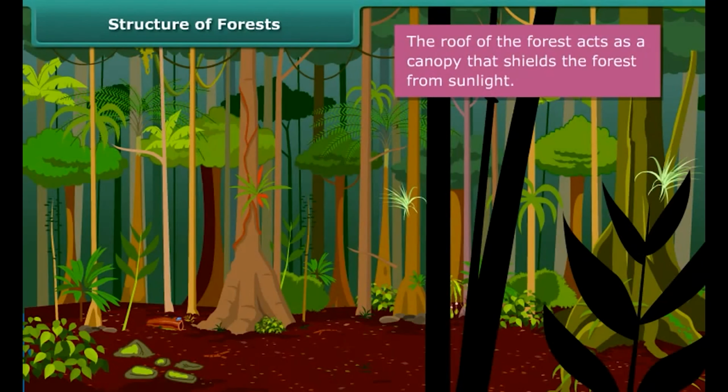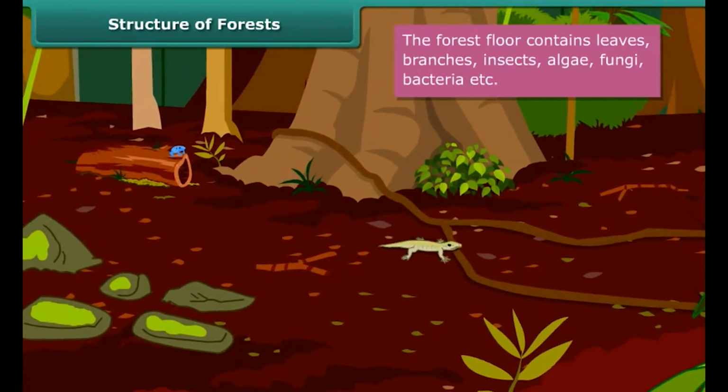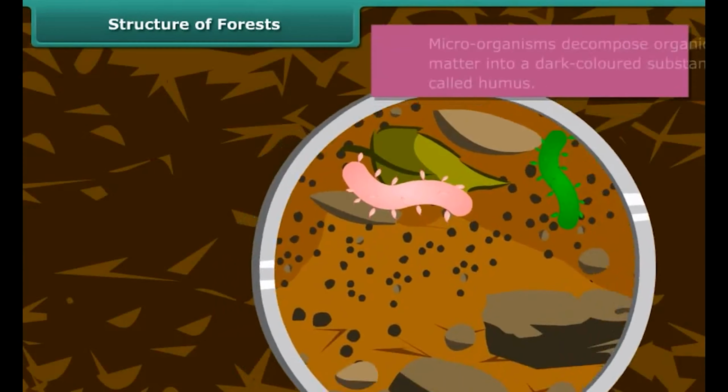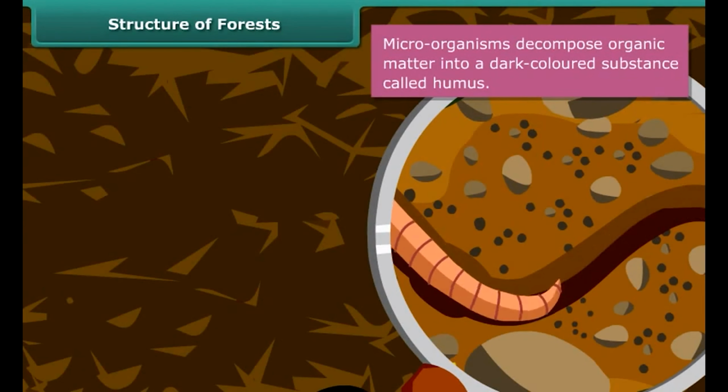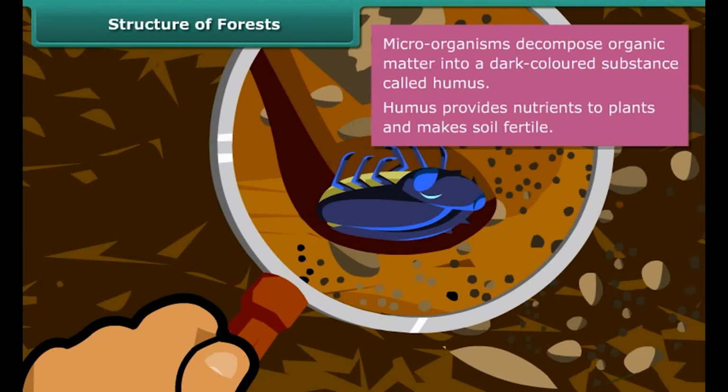The forest floor is hot and humid. It contains leaves, branches, insects, algae, and microorganisms like fungi, bacteria, etc. that are invisible to the naked eye. Microorganisms decompose organic matter into a dark-colored substance called humus. Humus provides nutrients to plants and makes soil fertile.